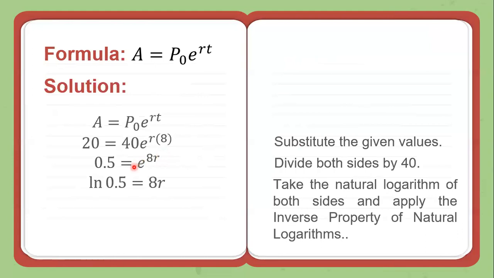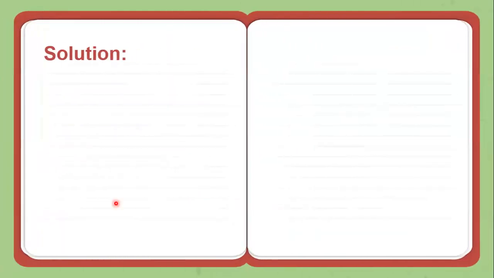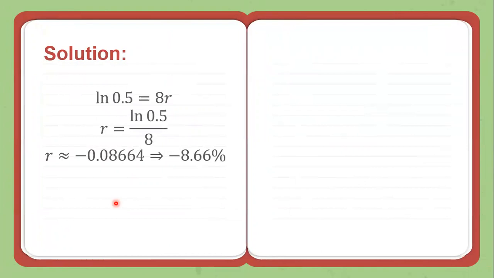So again, since we're dealing with Euler's constant e, we have to take the natural logarithm of both sides and apply the inverse property of natural logarithms in this side of the equation, giving us the natural logarithm of 0.5 is equal to 8r. Now, we have to divide both sides of the equation by 8. And if we use our calculators, we will get a negative value, which agrees to our theory earlier that when it comes to exponential decay, our rate must be negative. So we have this rate, but if we convert it to percent, we will have negative 8.66%.